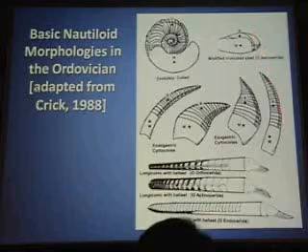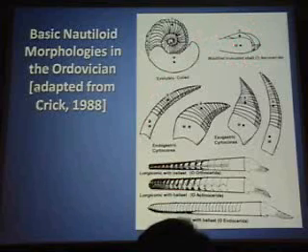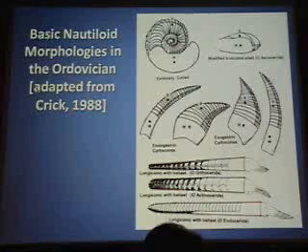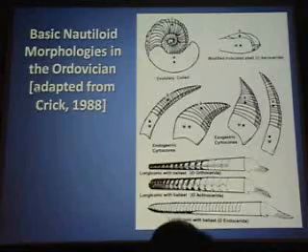Septum truncation here, this whole part of the shell here was dropped off. This again makes for a very streamlined shell, and I think these things are probably nektonic swimmers. So we find all of these various body plans in the Ordovician.